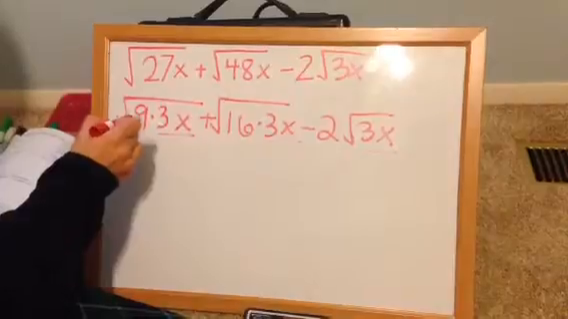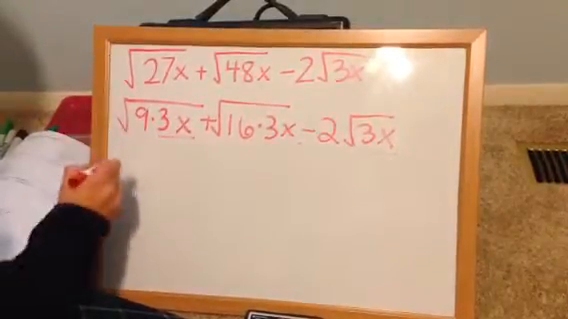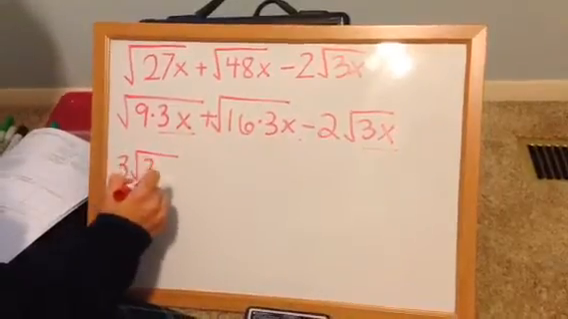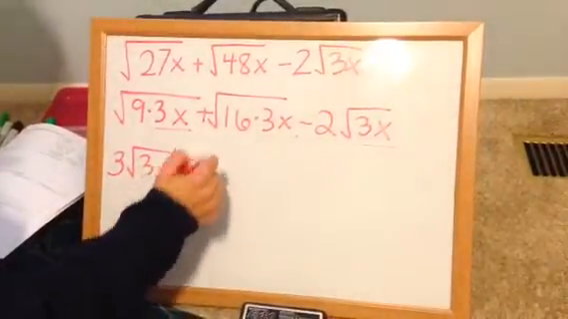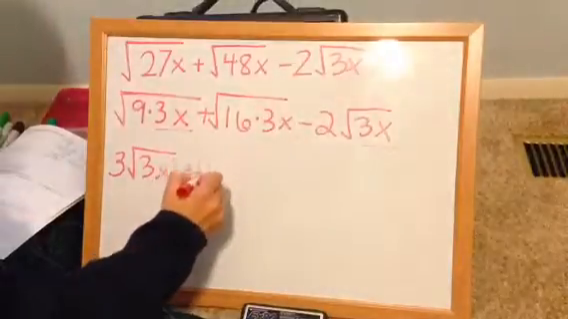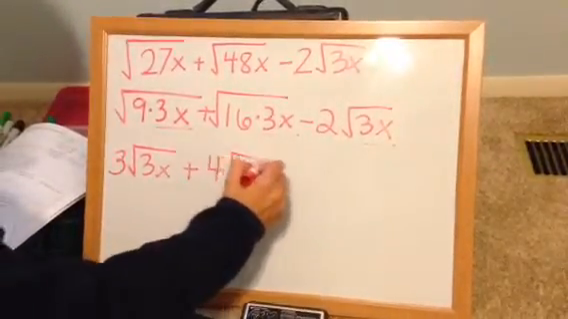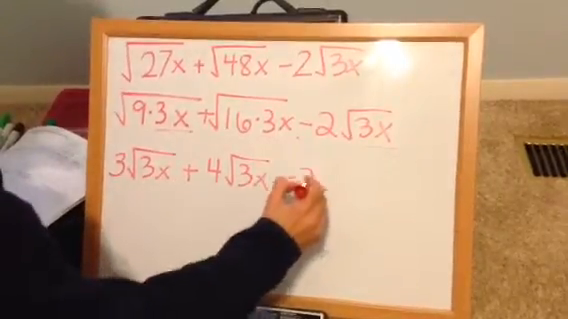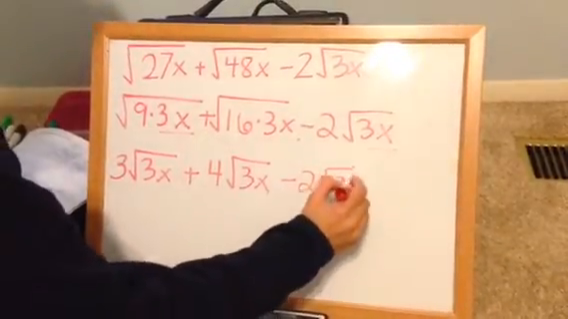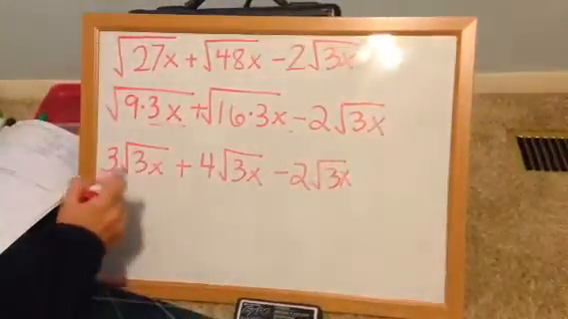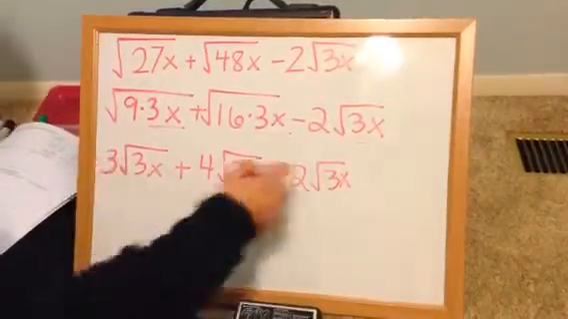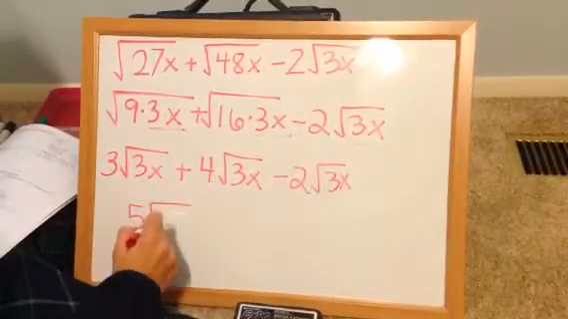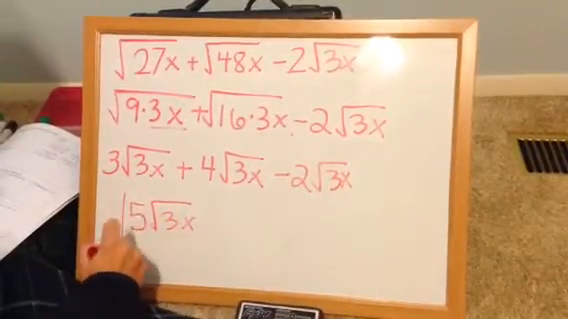I'm now going to pull out my 9. And so when I pull a 9 out of the square root, I'm left with 3, because the square root of 9 is 3. So I'm left with 3 rad 3x plus, well, when I pull 16 out of my square root, I'm left with 4, because the square root of 16 is 4. Again, 4 square root of 3x. And then minus 2 square root of 3x. And then we can just go ahead and say, okay, 3 plus 4 is 7. 7 minus 2 is 5. So I'm left with 5 rad 3x as my answer.